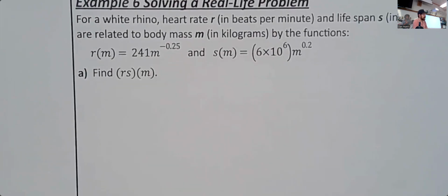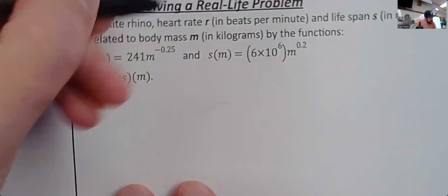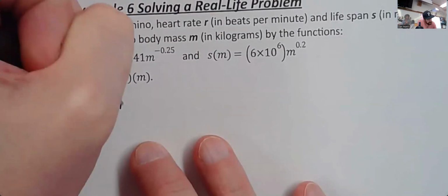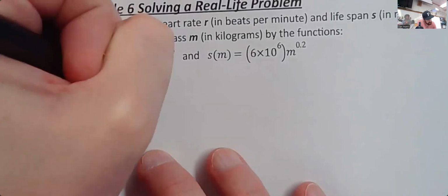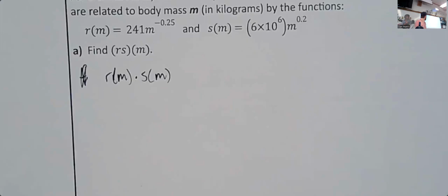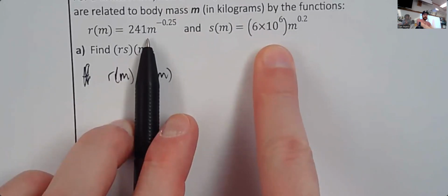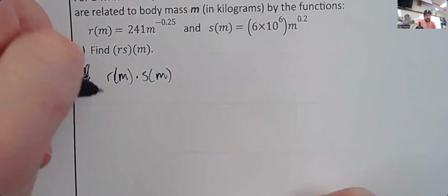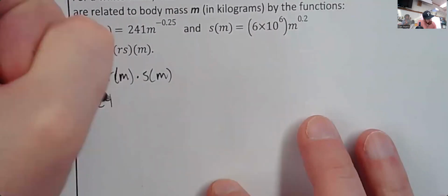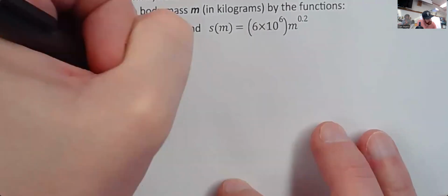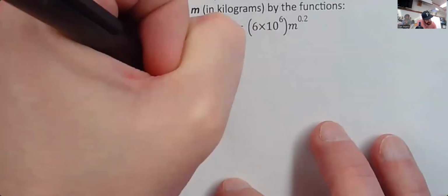This is the multiplication kind that we were looking at before. So what we're doing here is taking R of M and multiplying that by S of M, which is going to be those two functions multiplied together. That's what we're taking a look at. So that will give us 241 M to the negative 0.25 power multiplied by 6 times 10 to the 6th power multiplied by M to the 0.2 power.